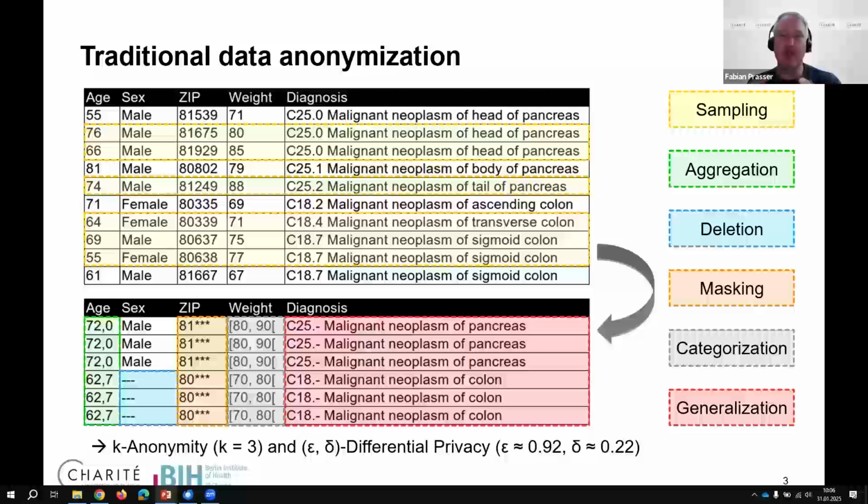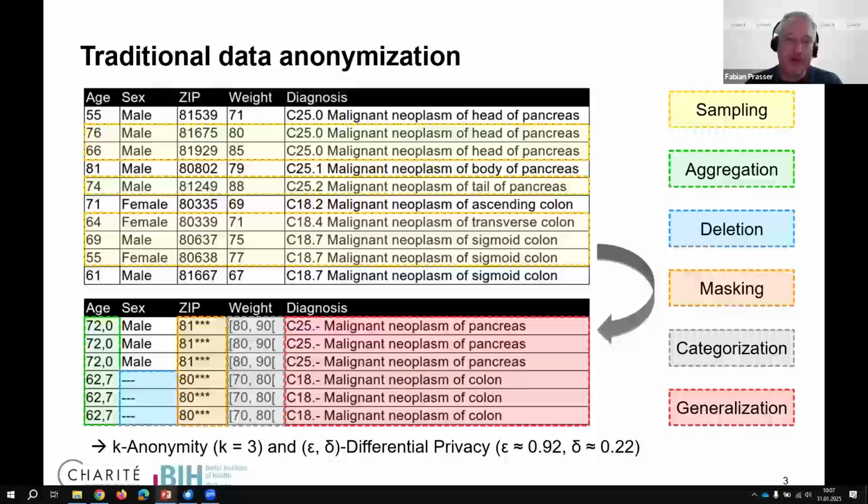And usually this process is done in a way that you try to optimize towards achieving certain goals, and those goals are usually goals in regards to how the data is protected from re-identification, but it can also be goals in regards to the utility of the data, so it can be optimized, for example, for certain applications.